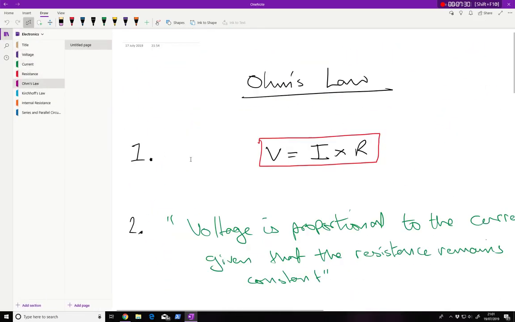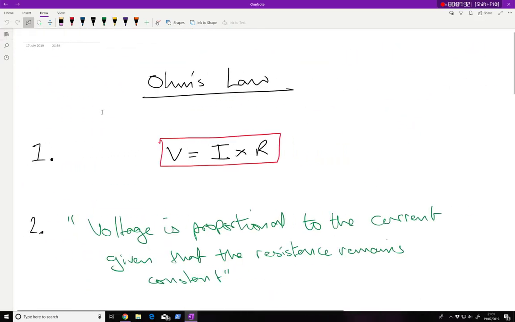Okay, moving on. Ohm's law. Now, this equation is very, very important for circuit analysis. Ohm's law is the voltage equals the current multiplied by the resistance. If you were to be asked, what's the definition of Ohm's law? What does Ohm's law mean? It simply means that the voltage is proportional to the current given that the resistance remains constant. So Ohm's law is actually more applicable to well-behaved circuits.